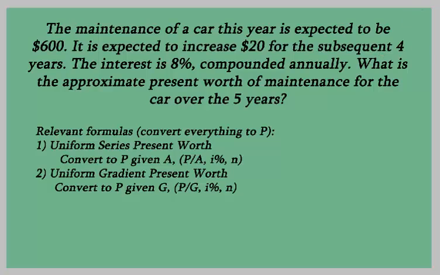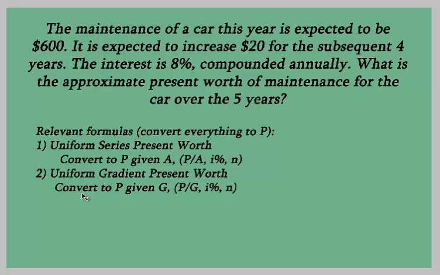Here are your relevant formulas. So you gotta convert to P because that's gonna be your final answer, because it stays over here, present worth. So knowing that, you have to use these two. Now why did I pick these two formulas? Well, the first one is uniform series present worth, which converts to P given A, and you use this kind of notation, P given A, I being the interest, which is 8%, and N being the period of time that this is happening, so it's going to be over 5 years.